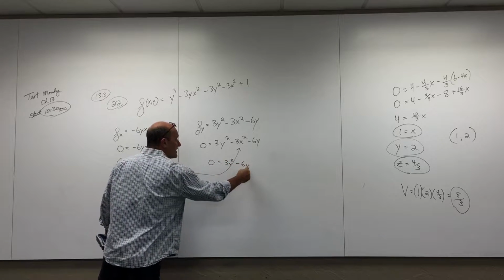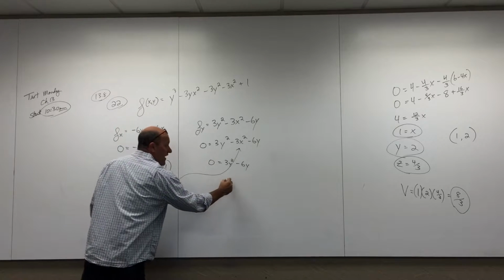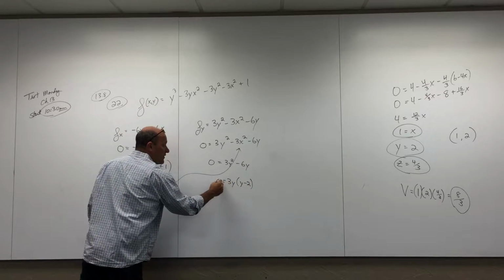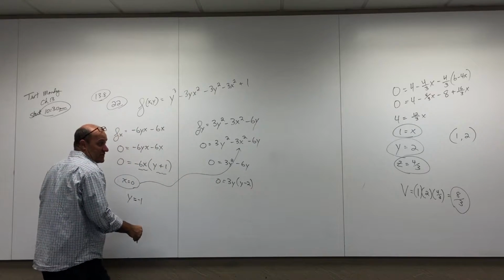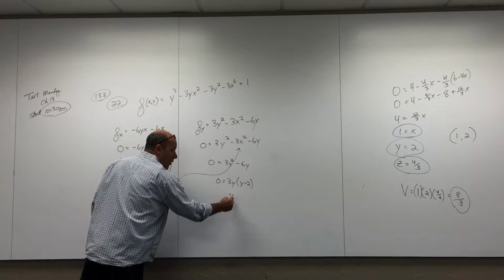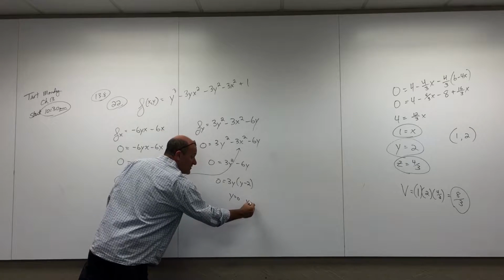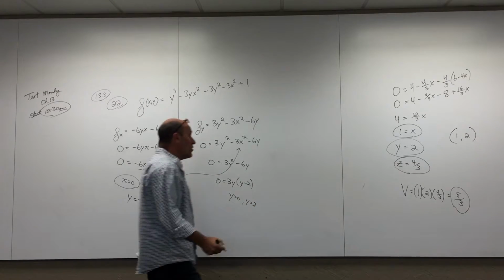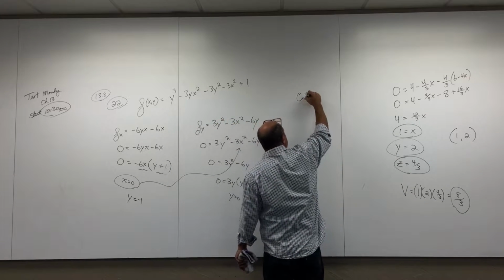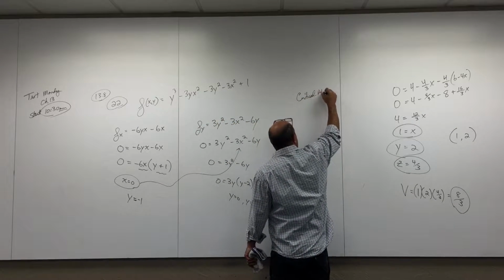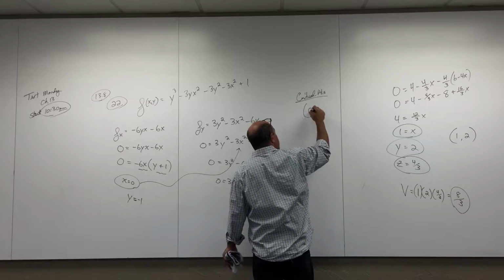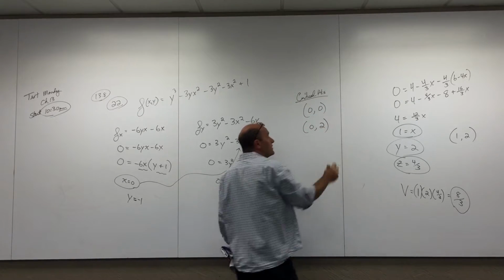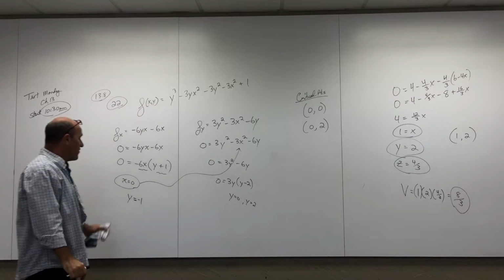3y squared minus 6y equals 0. You factor out 3y, y minus 2 equals 0. This is algebra again, factoring. That y equals 0 and that y equals 2, they both go with this x. That's pretty cool. We're finding critical points here. And we just found when x is 0, y is 0. We also found when x is 0, y is 2. We found those two critical points.